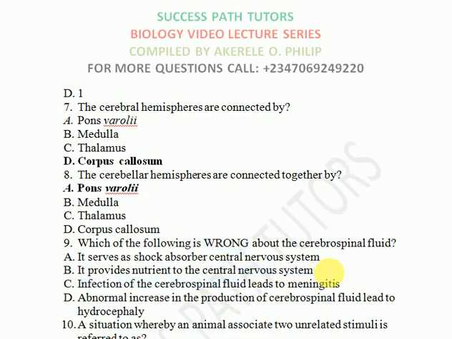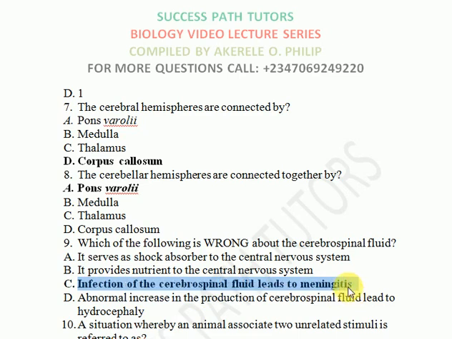Which of the following is wrong about the cerebrospinal fluid? It serves as a shock absorber to the central nervous system. That is correct. It provides nutrients to the central nervous system. That is correct. Infection of cerebrospinal fluid leads to meningitis. Not really. Infection of the meninges is what leads to meningitis. So this is the wrong one out. Abnormal increase in production of cerebrospinal fluid leads to hydrocephaly. That is correct. All right.